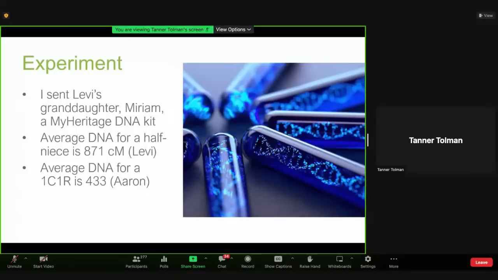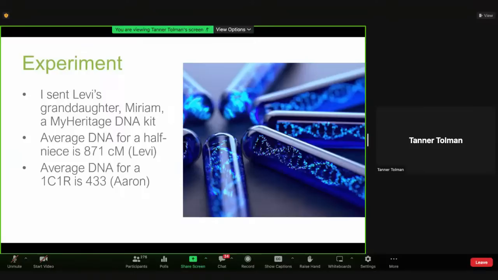So we sent her the test, and basically, if our theory is right, if it is Aaron or Levi, then Miriam is either going to be a half niece or a first cousin once removed. If Levi is the father, she's a half niece, and if Aaron's the father, she's a first cousin once removed. We thought Aaron was the father, and we're expecting she's probably going to share about 433 centimorgans. But let's just go ahead and see.